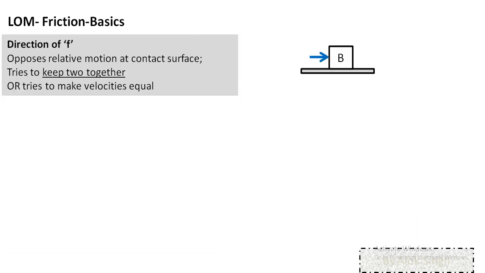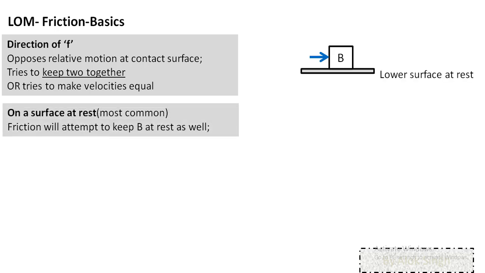So how do you find the direction of friction force? The basic property of friction force is that it opposes relative motion at the contact surface. In other words, it tries to keep two surfaces together. What does keeping together mean? It tries to make the velocities equal. That's the basic property of friction force. So its direction will be such that it will try to keep the velocities of the two objects in contact equal.